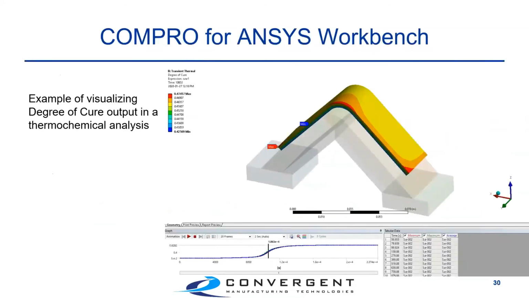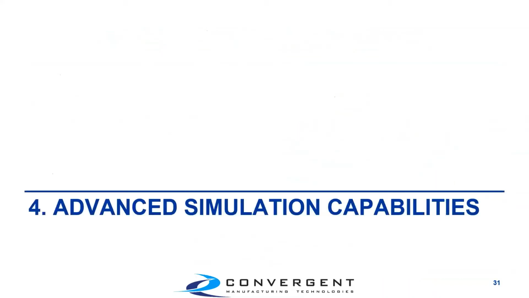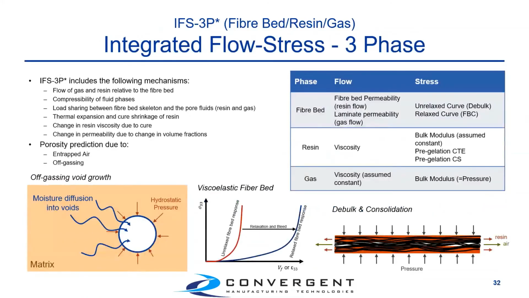Now, going from the traditional three basic types of simulation, thermochemical, consolidation, and the stress deformation, into more advanced simulation. So you can use COMPRO as a framework for process simulation, and especially looking at these defects, the prediction of defects can be done using COMPRO as well.